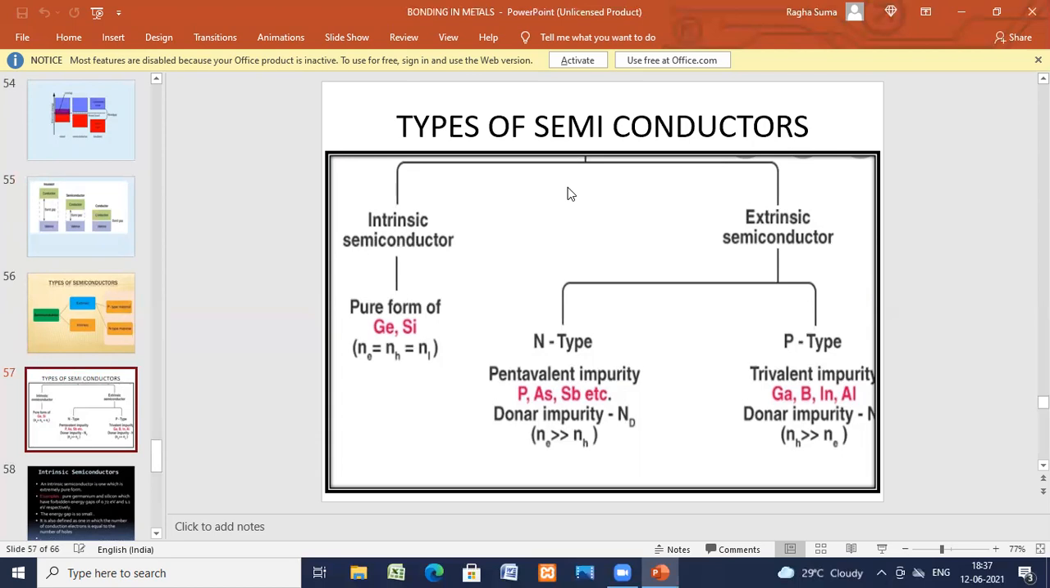I'm repeating, when a magnetic field is applied perpendicular to the current that is being carried by the conductor or a semiconductor, a voltage is developed across the specimen in a direction perpendicular to both current and the magnetic field. So a voltage will be developed perpendicular to both the current and the magnetic field. That is called the Hall effect.